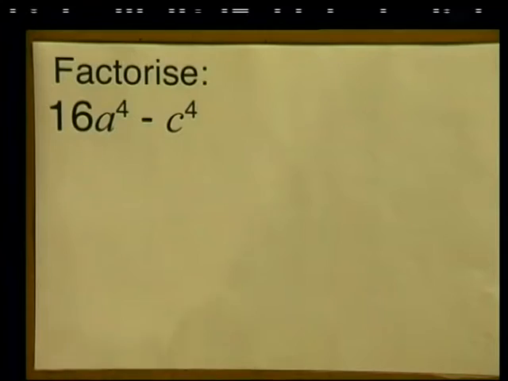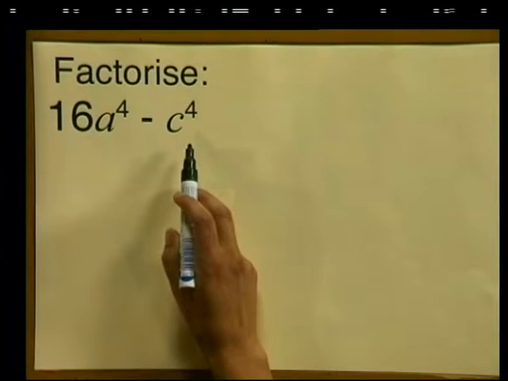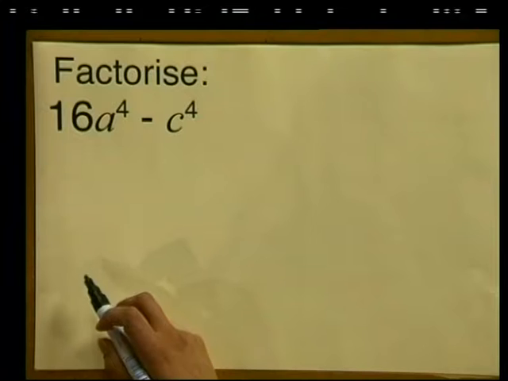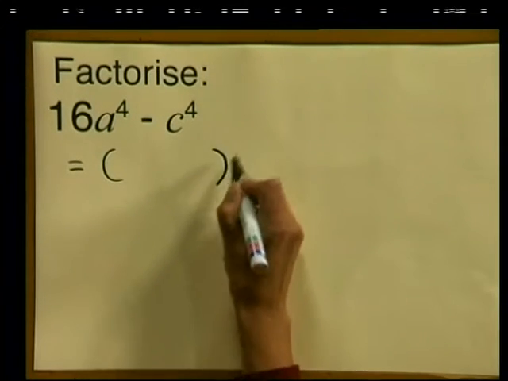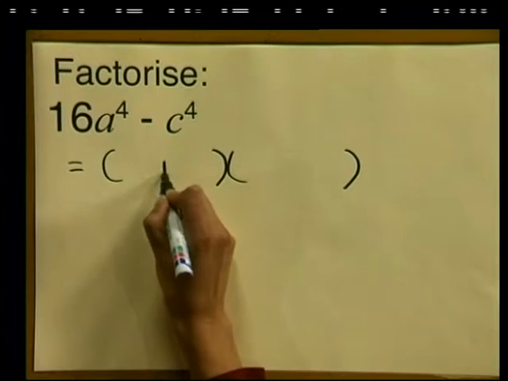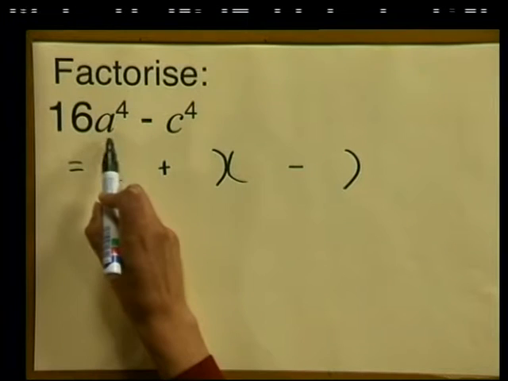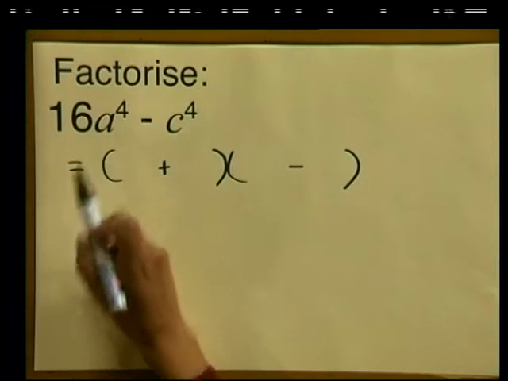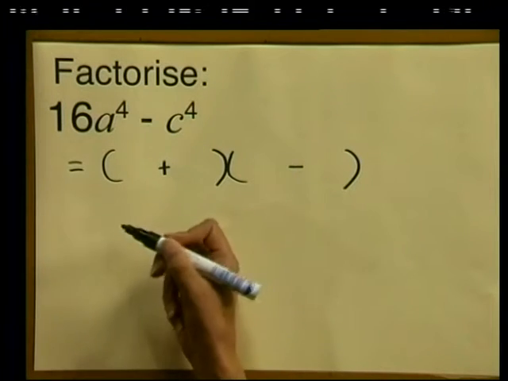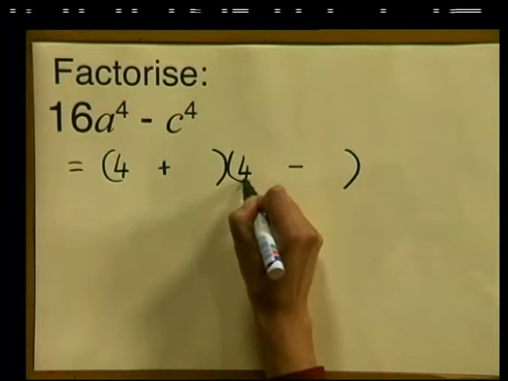Here is the second one. Let's factorize it. 16a to the power of 4 minus c to the power of 4. Now how do we do this one? Well, it's the same. So we first put down our two brackets, and then we put down a plus sign in the one and a minus sign in the other. Now we need to find the square root of 16a to the 4. First of all, the square root of 16 is 4 because 4 times 4 is 16. So we can put down a 4 in both places.